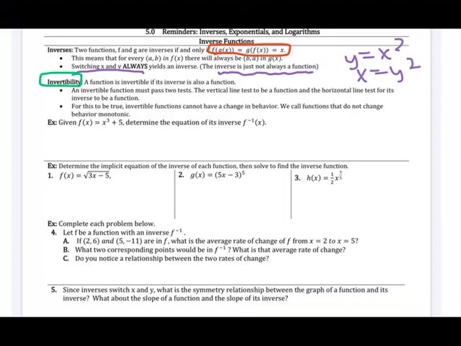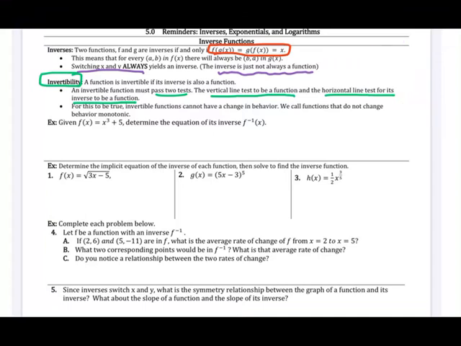So a function is invertible if its inverse is also a function. So think about a line. A line and its inverse will be invertible because they are both functions. They would both pass the vertical line test. An invertible function must pass two tests: the vertical line test for the function to be a function, and the horizontal line test for its inverse to be a function. So if I'm looking at an original function, this passes the vertical line test, so it's a function. However, it does not pass the horizontal line test, so it's not invertible, or the inverse of this function is not also a function.